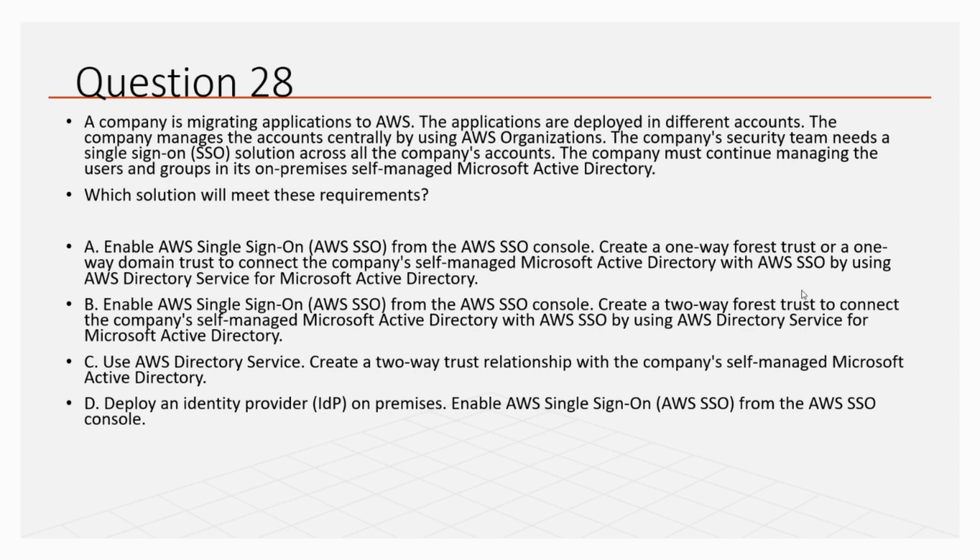Option C is use AWS Directory Service. Create a two-way trust relationship with the company's self-managed Microsoft Active Directory. Option D is deploy an identity provider on premises. Enable AWS SSO from the AWS SSO console. And the correct option is B.